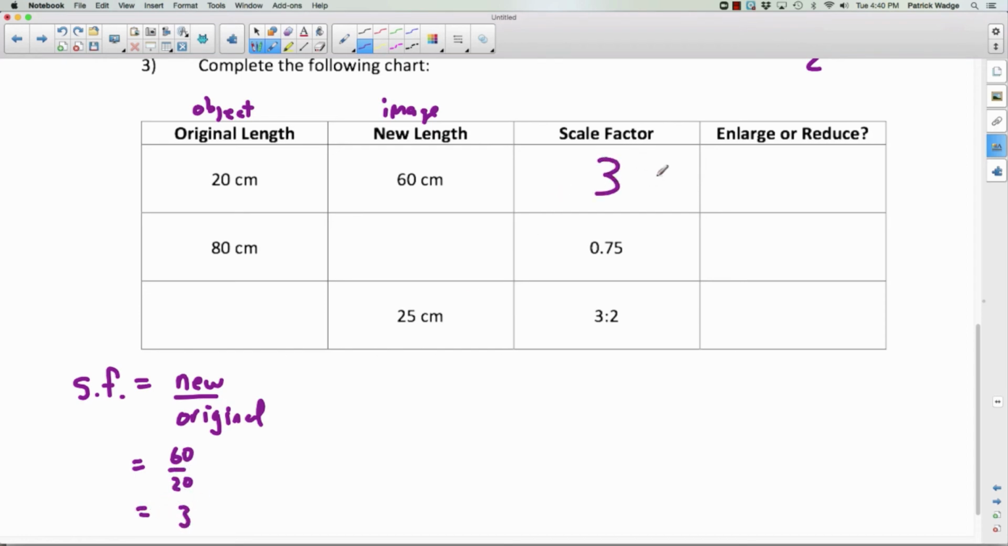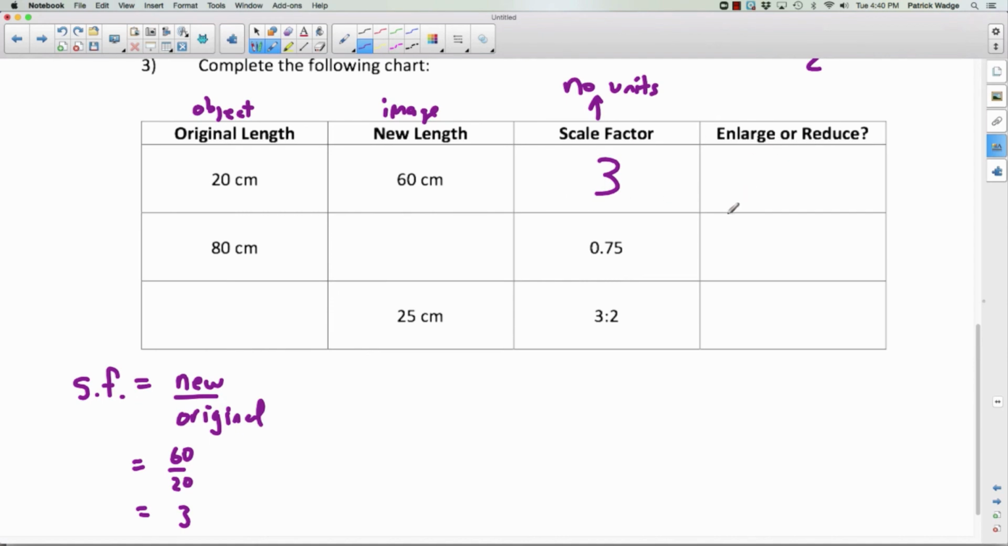Scale factor is just a number, no units. Forgot to say that in the notes, but there's no units for scale factor. You do not put 3 centimeters for this. 3 means 3 times as big. Okay, it wouldn't make sense to say, oh, it's 3 centimeters as big. Does not make sense. No units on scale factor.